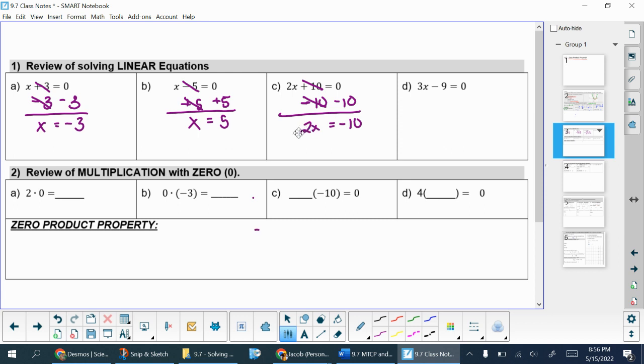Well, now I've got 2x. Remember, that means 2 times x. Well, the inverse operation of multiplying is dividing, so I'm going to divide by 2 on both sides. That'll undo that operation. And -10 divided by 2 on this side is -5.